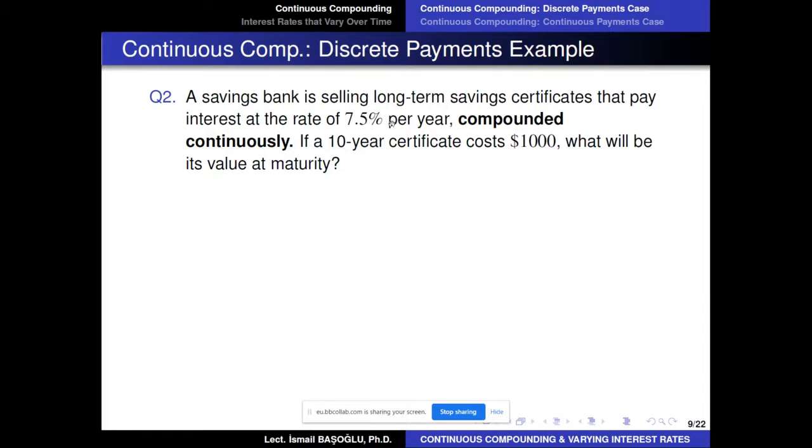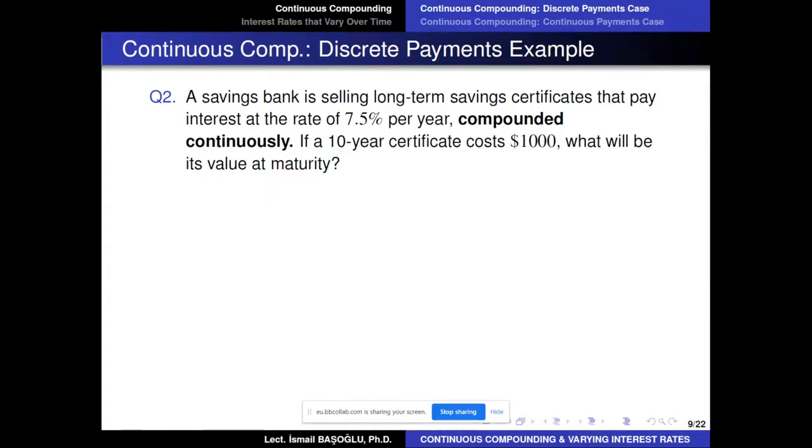So 7.5% is the nominal interest rate in this certificate. It says if a 10-year certificate costs $1,000, what will be its value at maturity? So this means if you purchase a 10-year certificate right now, you are going to purchase it for $1,000, and it will earn you interest at a nominal rate of 7.5% in each of these 10 years, but the interest will compound continuously. So what will happen to the value of the certificate in the end of the 10th year?